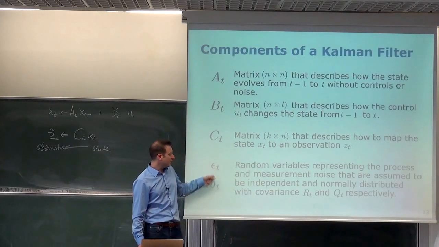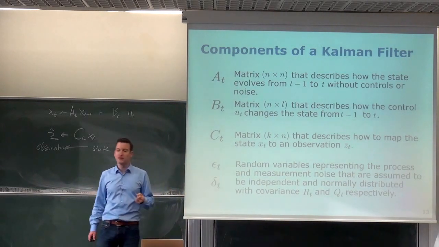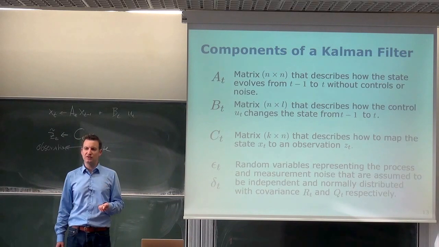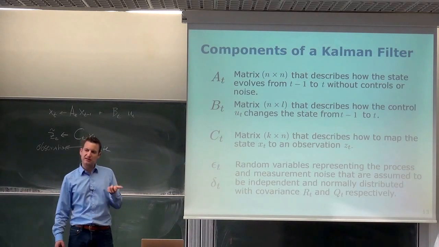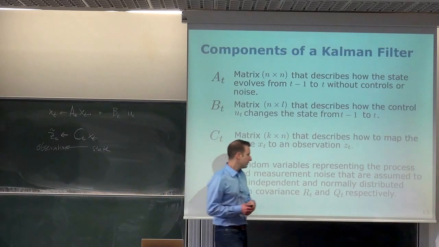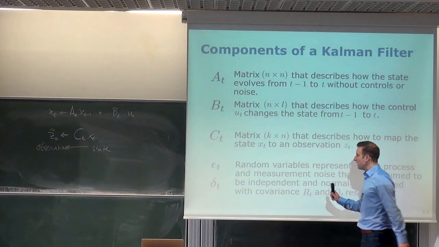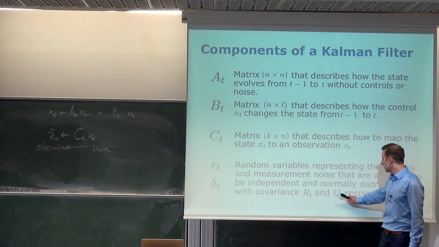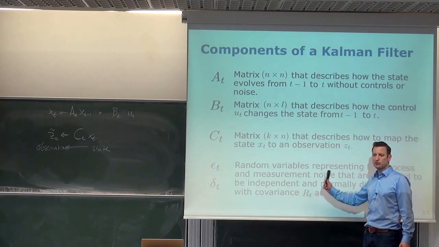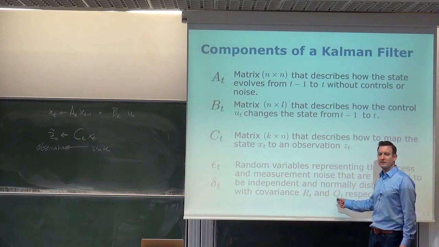Okay. And then we have these 2 random variables, which represent the noise in there. It is an additive term with zero mean and zero mean Gaussian. And they have 2 covariance matrices R and Q. And they describe the uncertainty involved in the control command and the uncertainty involved in the observation.